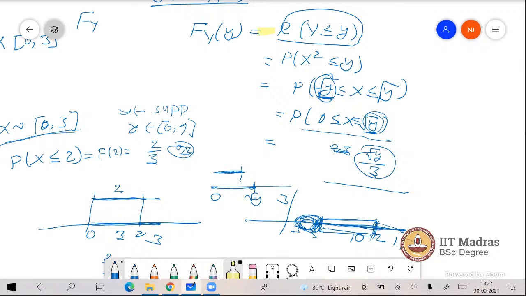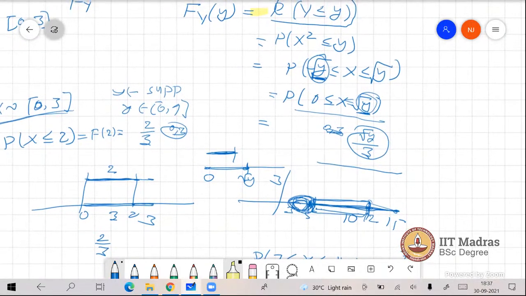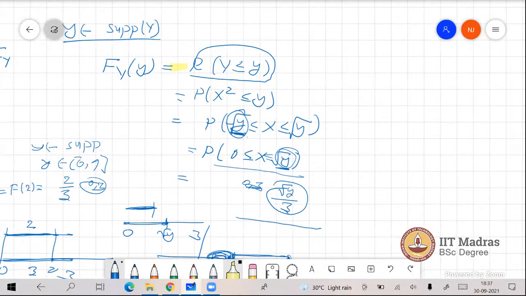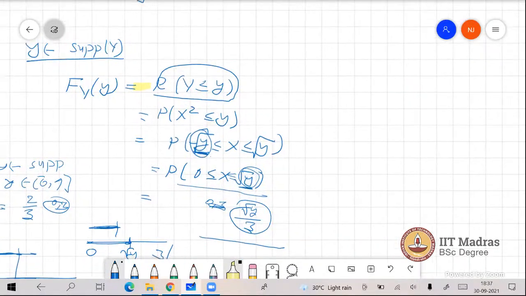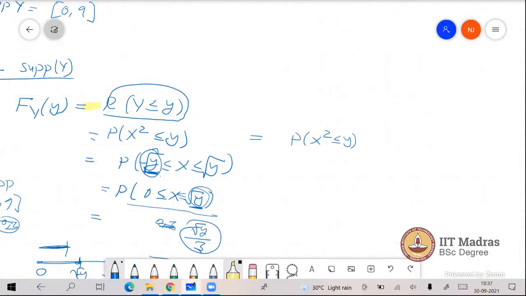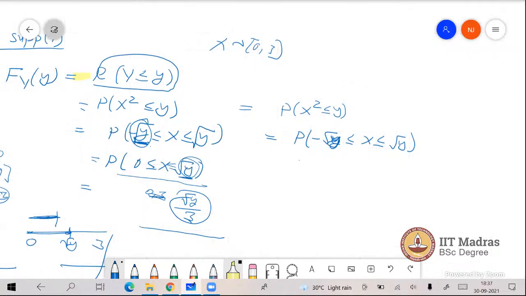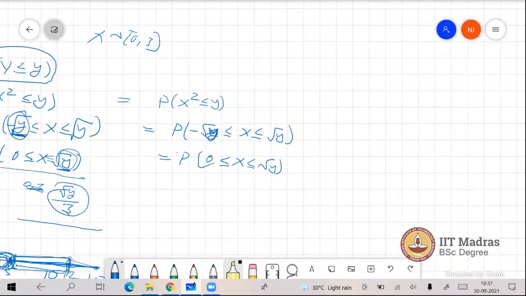Sir, but minus root y will also be counted, right? That I have already excluded. What I've got from here is that P of x square is less than or equal to y, right? In the next step I brought minus root y less than or equal to x less than or equal to root y. But I know that the support of x is 0 to 3. So I have excluded all those points where P of x is 0, and I have just written 0 to root y, right?